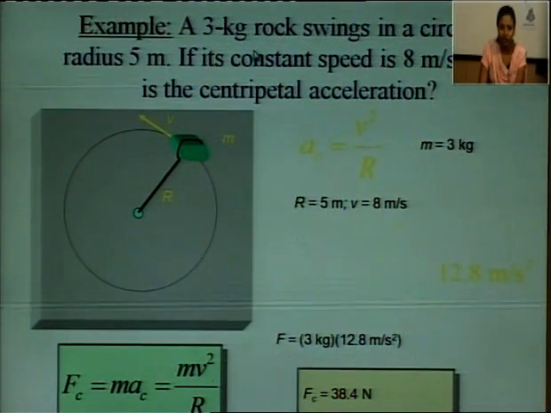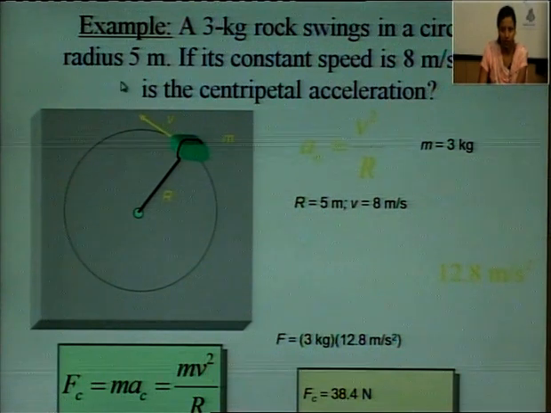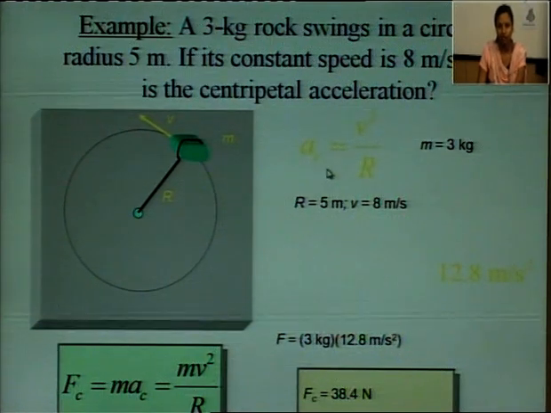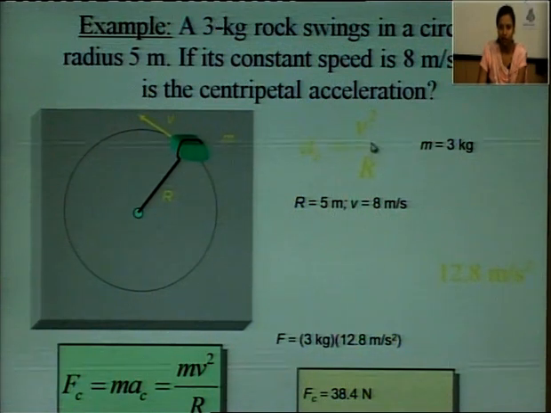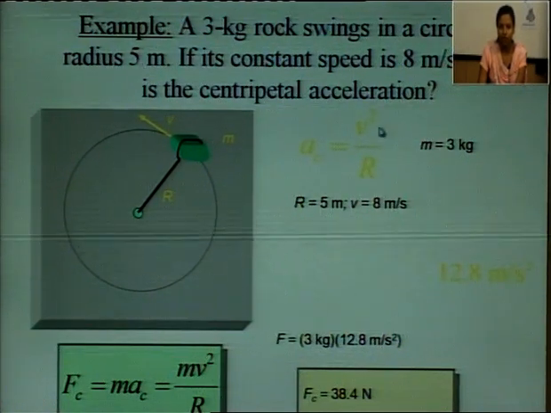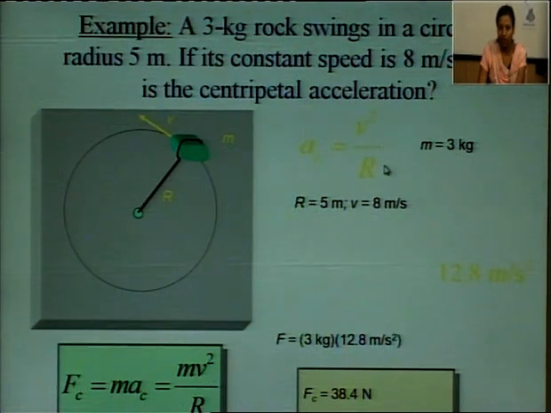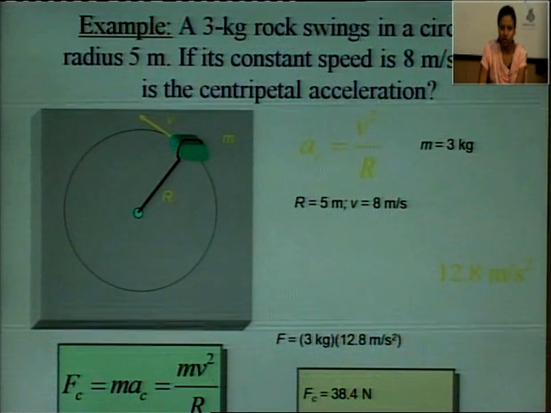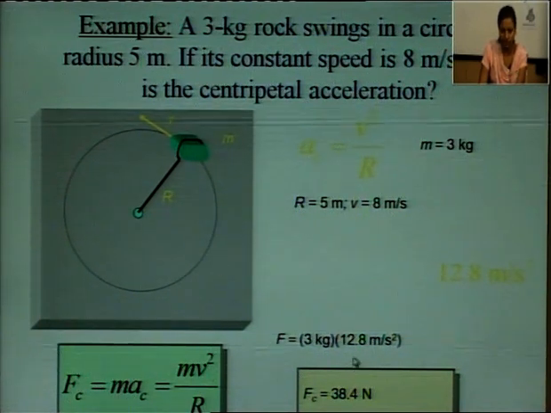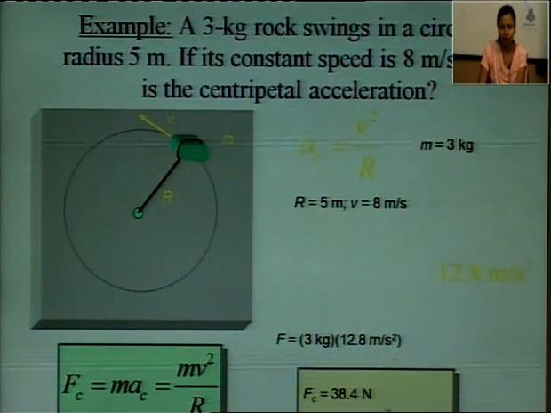Next example: a 3 kg rock swings in a circle of radius 5 meters. If its constant speed is 8 meters per second, what is the centripetal acceleration? Centripetal acceleration is v²/r, where v is 8 meters per second and the radius is 5 meters. So, the centripetal acceleration becomes 8² upon 5, which is 12.8. And force is m into a_c, where a_c is the centripetal acceleration. So, force is 3 into 12.8, and the force is 38.4 Newtons.